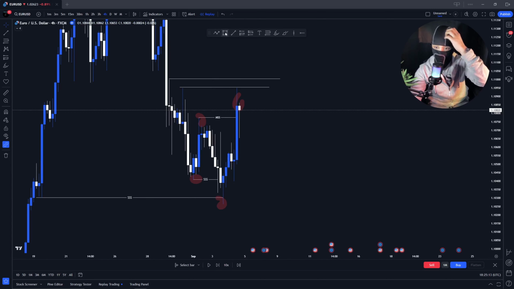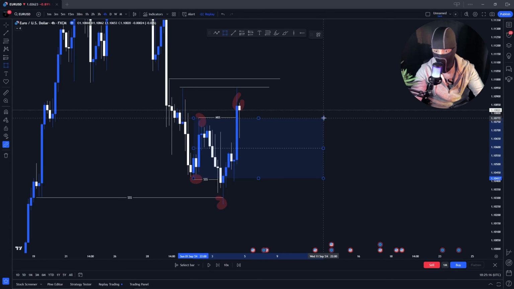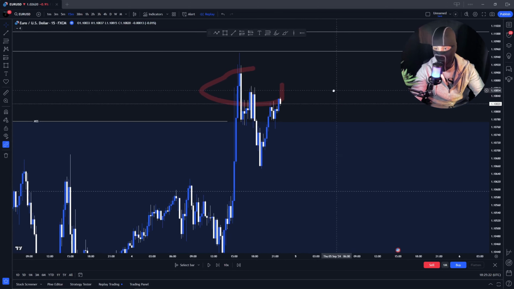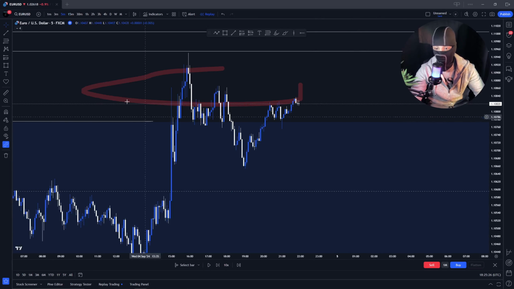So what do you guys want to do? We want to mark out this small leg from the swing low to the swing high. This is our higher time frame breaker block. As you guys can see, price taps back into this higher time frame breaker block. So this itself can be used as an entry. However, we can also refine it.